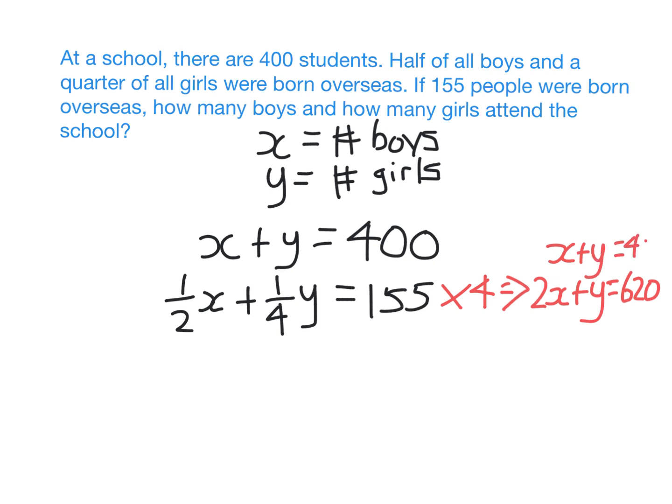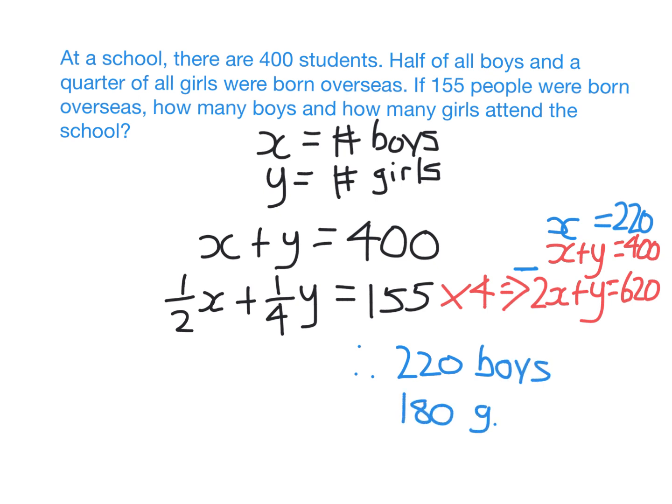Now I have a situation where I have y with the same coefficient in both equations, and y has the same sign. When you have the same sign, you subtract. I'm going to subtract the top equation from the bottom. I'm going to go 2x minus x. That just leaves x, and then I'm going to go y minus y is 0. So y is eliminated. I get 620 minus 400 is 220. So that means there are 220 boys at the school. Since 400 students attended all up, it means that there are 180 girls.